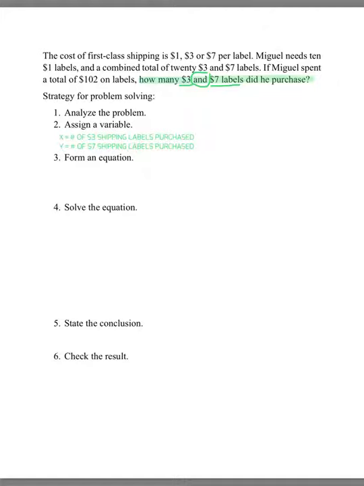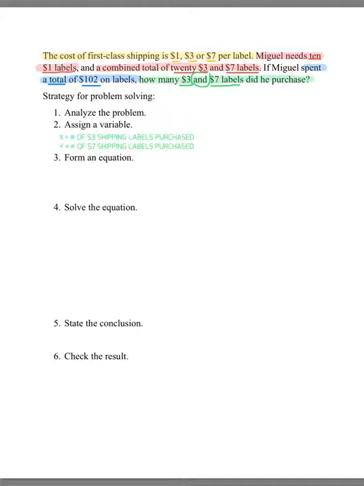Well, we know there's 3 prices. The cost of first-class shipping is either $1, $3, or $7 per shipping label. So there's 3 things to keep in mind. And we also know that Miguel needs 10 $1 labels and a combined total of 20 $3 and $7 labels. So we already know the specific number of $1 labels that we need. That's going to be 10. And we also know that the $3 and $7 labels combine to give us 20. Not only that, but we know the amount that he spent total overall, which is $102 on labels. And then again, that's how much he spent.